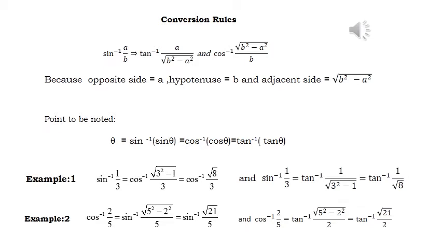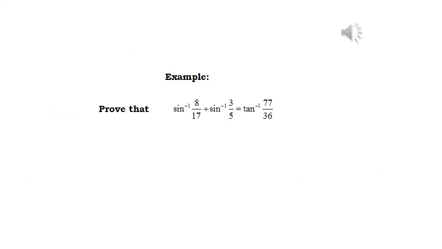The same cos inverse of 2 by 5: to write it in tan inverse, we need the opposite side to the adjacent side. So the opposite side is root of 5 square minus 2 square, because cos theta equals 2 by 5 and the adjacent side is 2. So finally, cos inverse of 2 by 5 is obtained as tan inverse of root of 21 by 2. Using this conversion, we can do many problems. So one example is given.